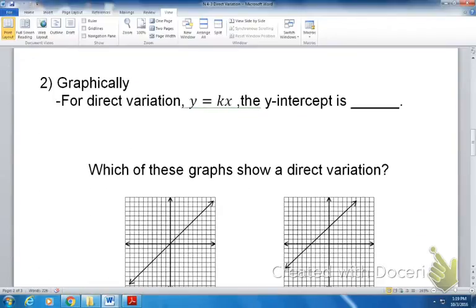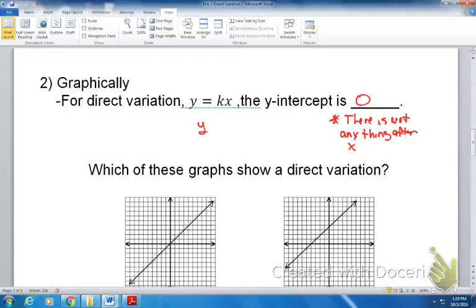Now, number 2, we can look at it graphically. For direct variation, that means y equals kx. What that essentially means is that the y-intercept is 0. And what we're going to put down here in a little star is there is not anything after the x.